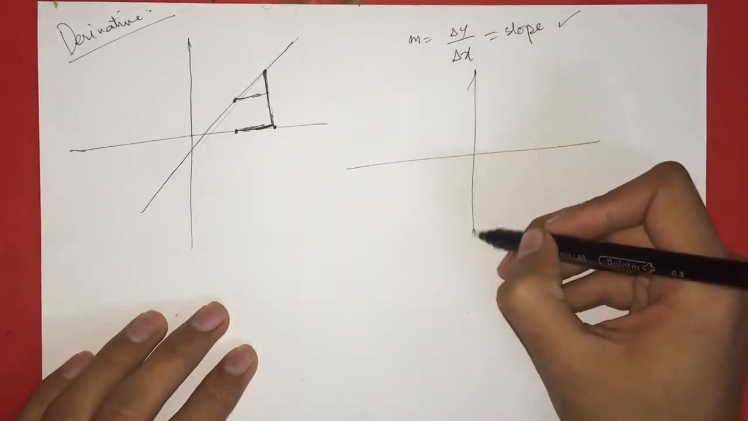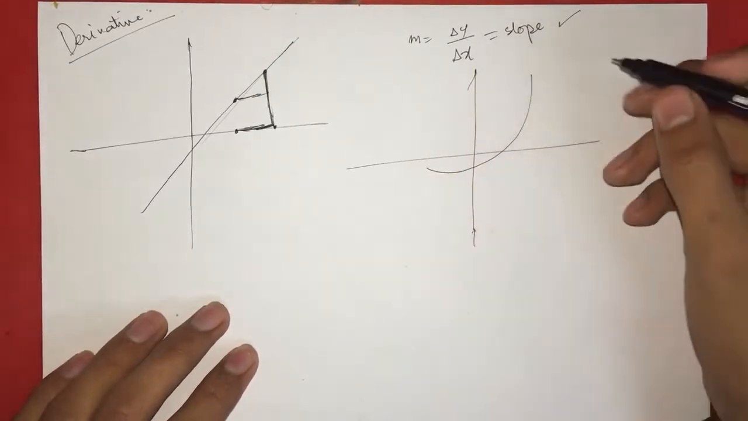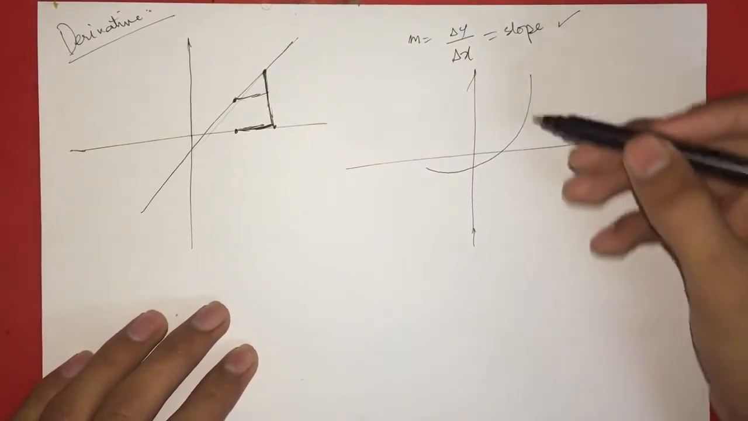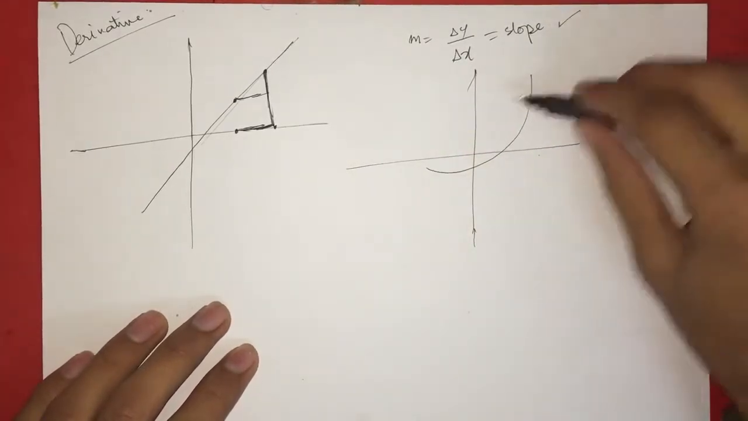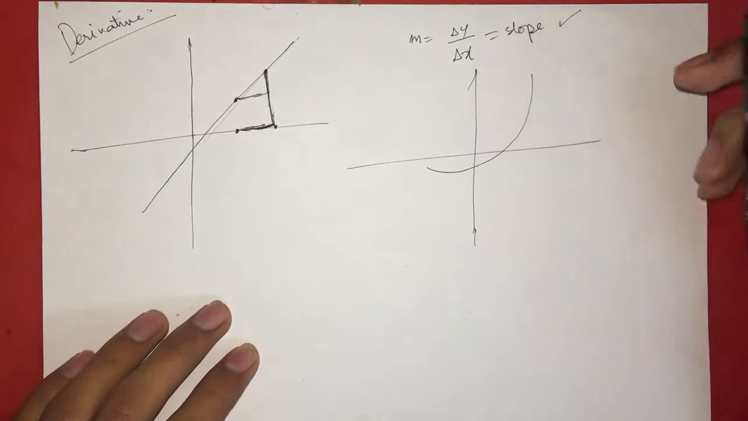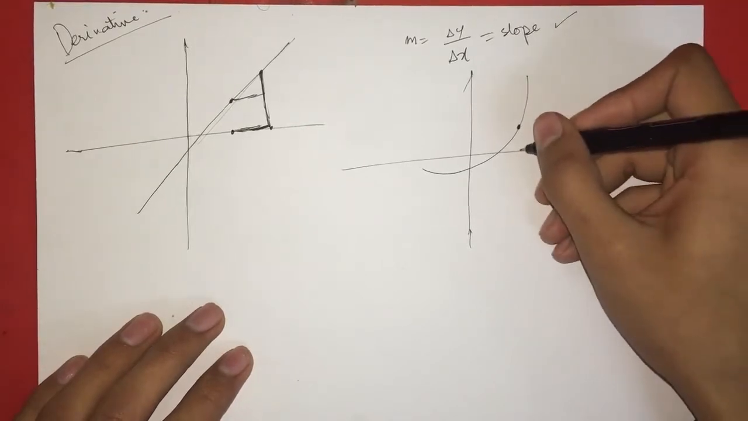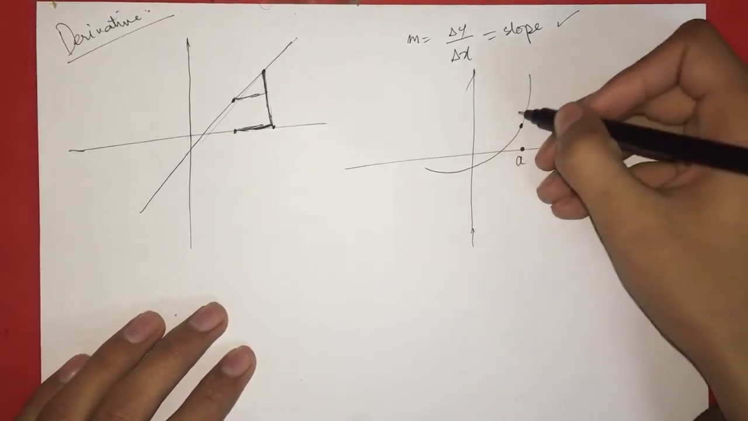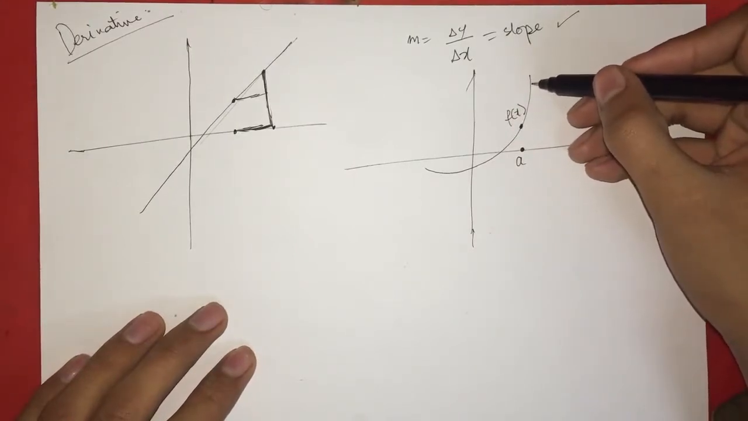If your graph was a curve, like this, what is the slope of this curve? Because the slope of this curve is going to change at every point. In the case of a straight line, the slope never changes, but in the case of a curve, the slope changes at every point. So if you take a point right here and right here, I say this is a, and this is f of x, the function.